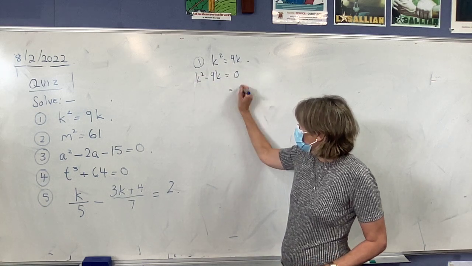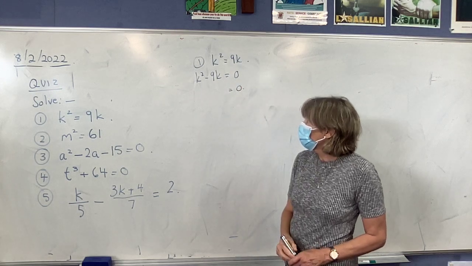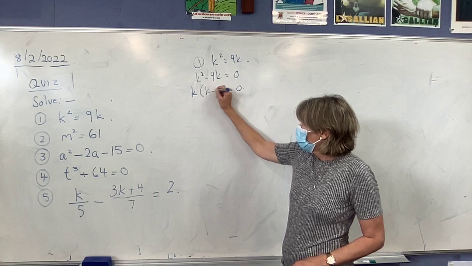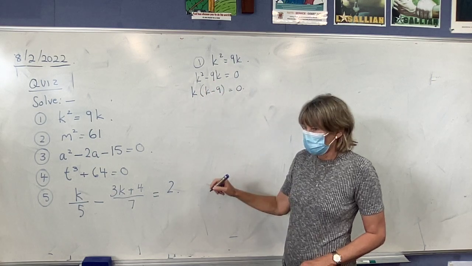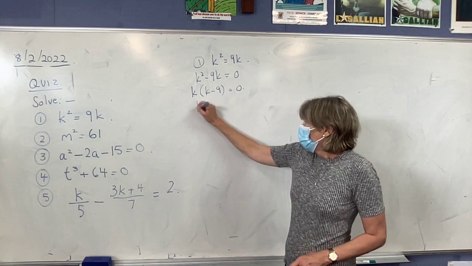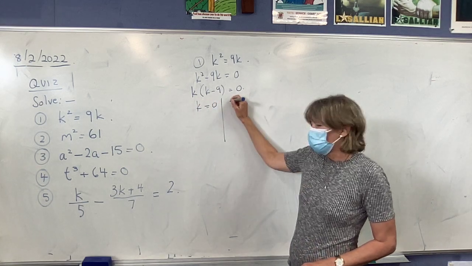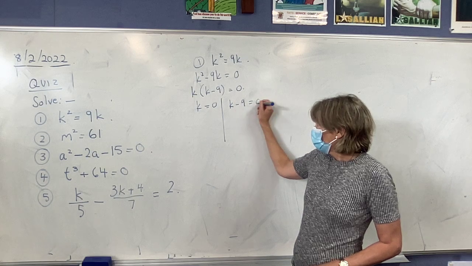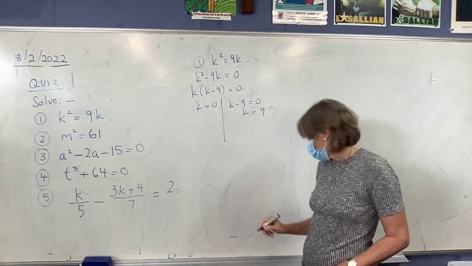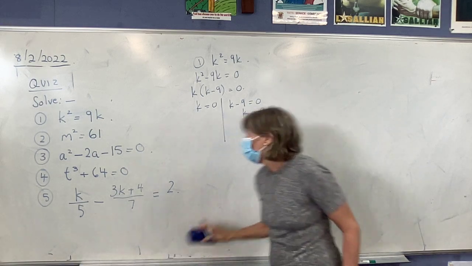Yep. Then factorize. Then it'll be k in bracket k minus 9, excellent, equals 0. Yep. Then we do k equals 0. Then k minus 9 equals 0. K equals 9. So what answers have you got? So k equals 0 and 9.